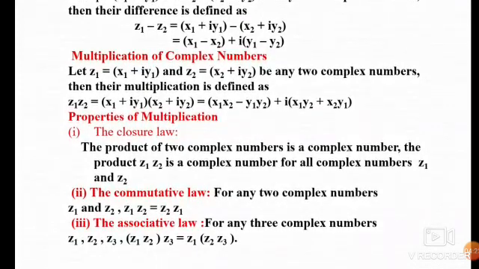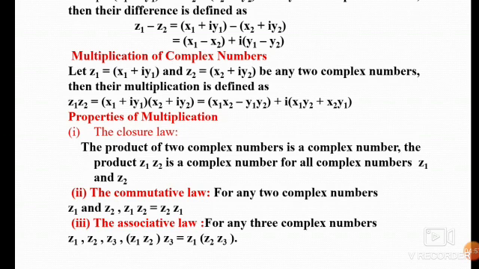Now, how will you multiply two complex numbers? Let us take z1 equal to x1 plus i y1, z2 equal to x2 plus i y2. Now, we have to multiply as such, that is x1 x2 plus x1 i y2 plus i y1 x2 plus i square y1 y2 you will get. What is i square? i square is minus 1. So, take the real part separately. You will get x1 x2 minus y1 y2 plus i into x1 y2 plus x2 y1.